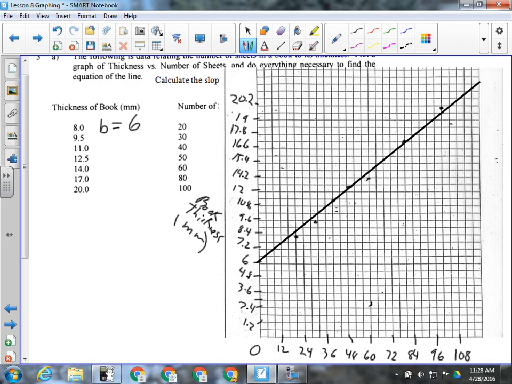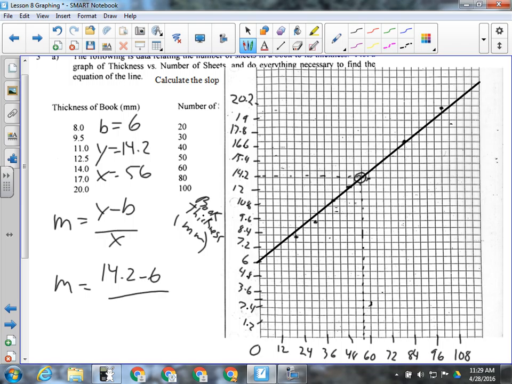And I've got to calculate my slope. So y minus b over x is going to give me the slope. Paying attention, please. I need to find a good grid intersection somewhere on the graph. This one here looks pretty solid. So I'm going to go across there. y is going to be 14.2, and x is going to be 56. So m for my graph is going to be 14.2 minus 6 over 56.